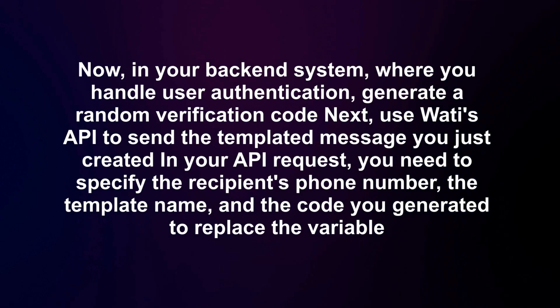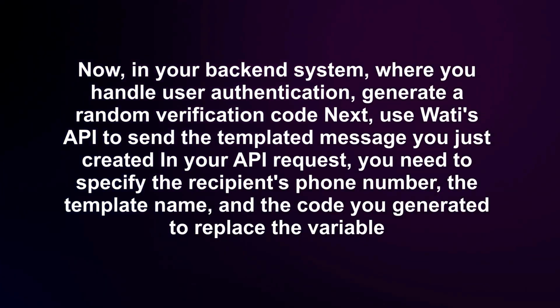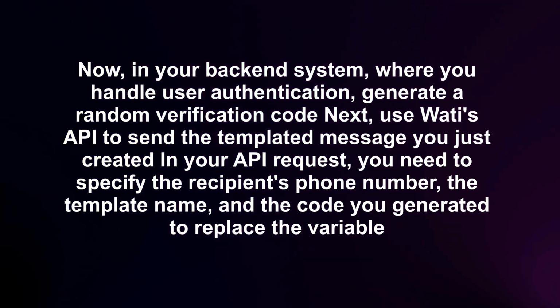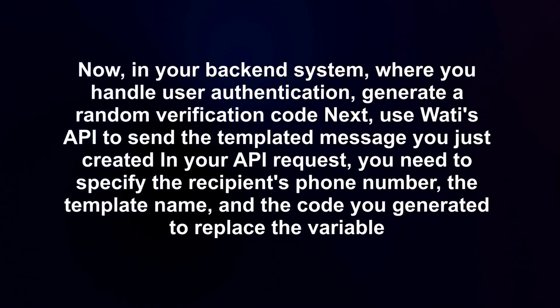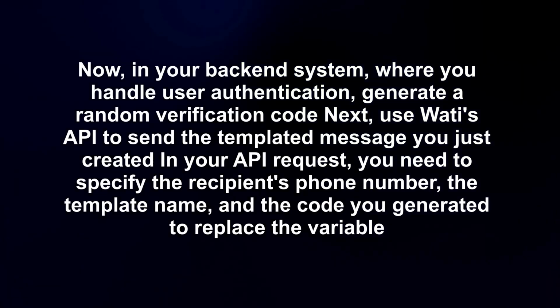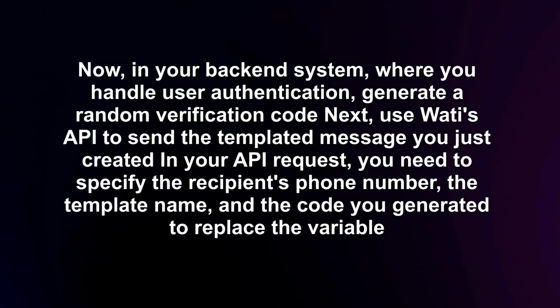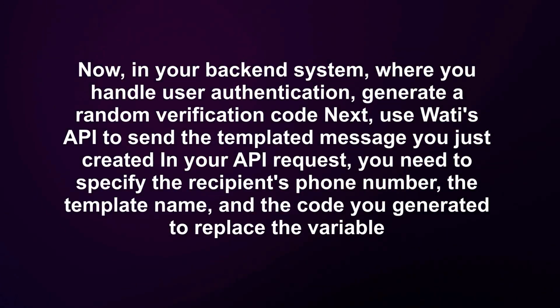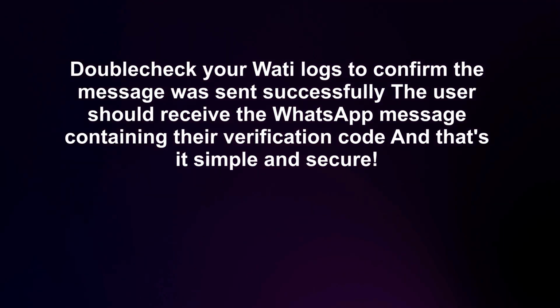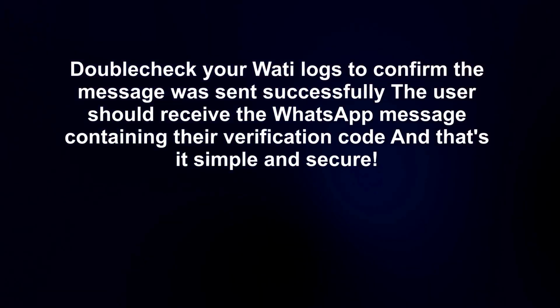Now, in your backend system, where you handle user authentication, generate a random verification code. Next, use Wati's API to send the templated message you just created. In your API request, you need to specify the recipient's phone number, the template name, and the code you generated to replace the variable. Double-check your Wati logs to confirm the message was sent successfully.